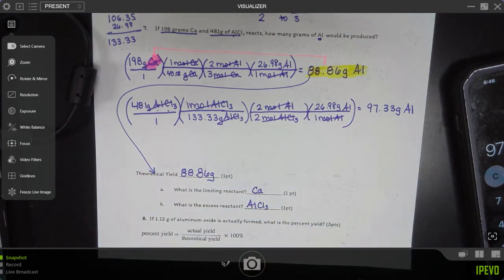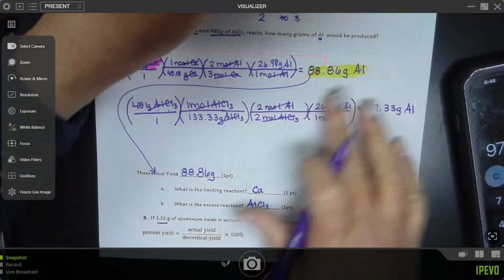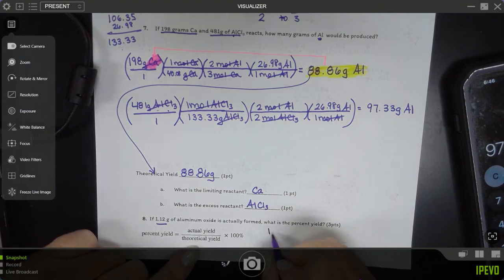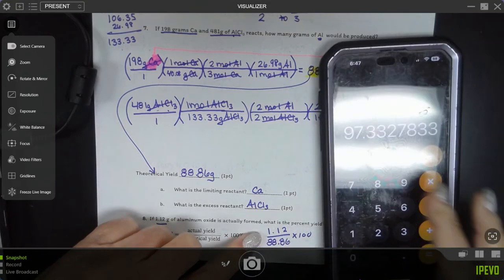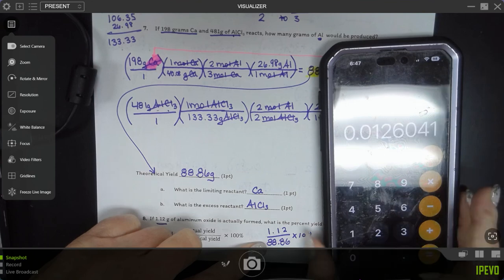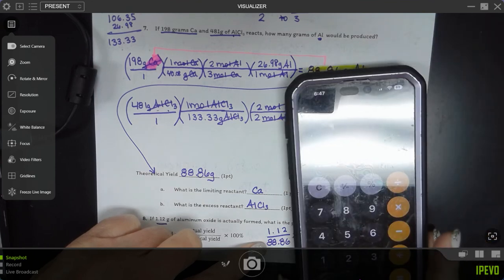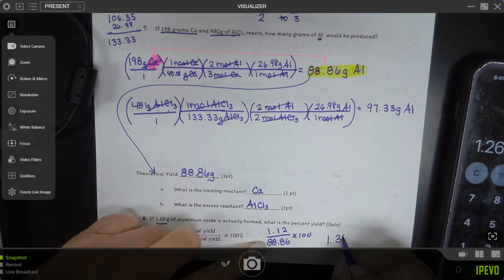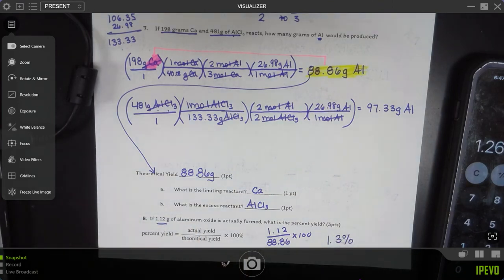And then finally, we want to calculate our percent yield. So this tells me if I went into the lab and made 1.12 grams of aluminum, what would my percent yield be? I'm going to use actual over theoretical. So 1.12 divided by 88.86 times 100. A 1.3% yield. It's a really bad yield. That is not a good yield, but it happens, believe it or not.